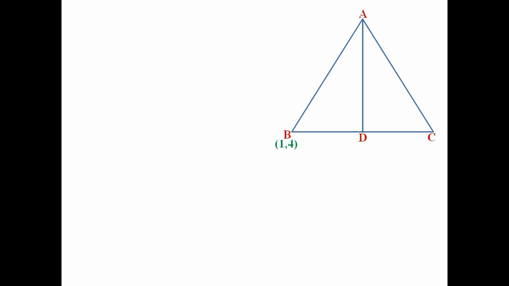Given that the coordinates of B are (1, 4) and that of D are (4, 4), therefore the distance from B to D is 3. Also given that D is the midpoint of BC, therefore the distance from D to C is also 3. Hence the coordinates of C are (7, 4).